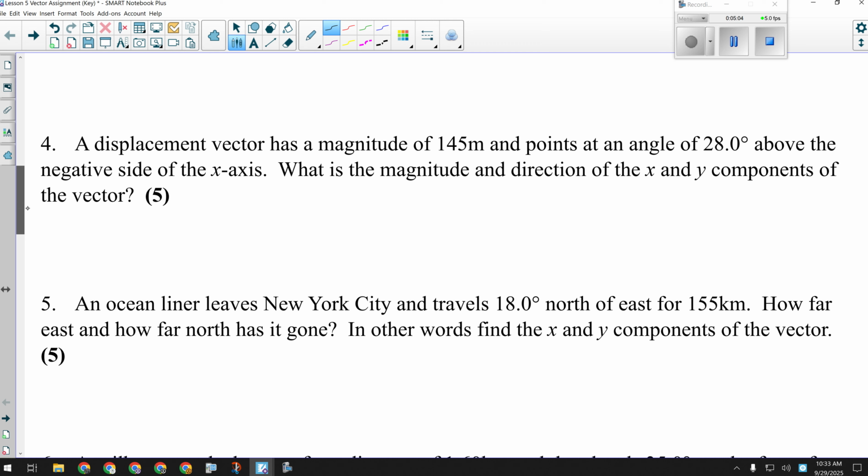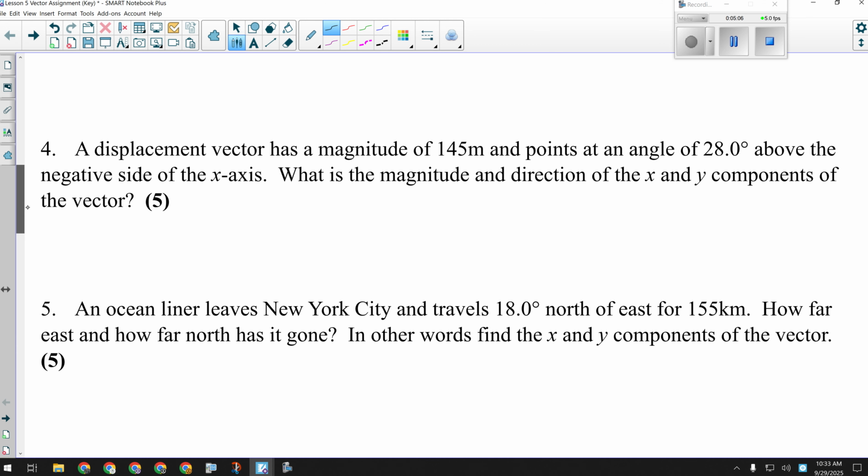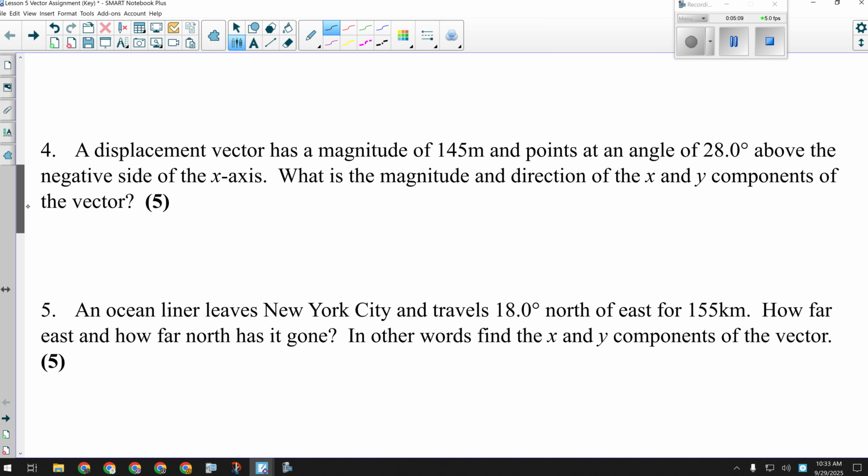Here's the thing though. Look at what directions you are given in 4 and 5. In number 4, it says 28 degrees above the negative side of the x-axis. So think about math a little bit. In math, this is the positive x-axis, this is the negative x-axis. This is the positive y, where things would go if they were above, and this would be the negative y-axis, where things would go if they were below. So think about that when you're drawing that one, but then also think about what your vectors are.